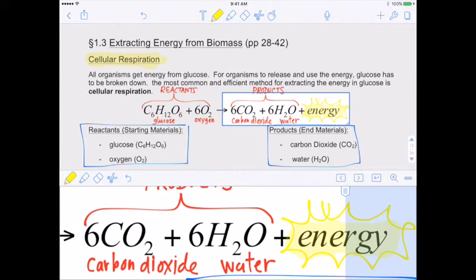Now, the products that we produce, carbon dioxide and water, are special because plants use them. They're the starting materials for photosynthesis. So our end materials for cellular respiration are the starting materials for photosynthesis. And the end materials for photosynthesis are the starting materials for cellular respiration. These two processes are said to be complementary. They complement each other. One provides what the other lacks.